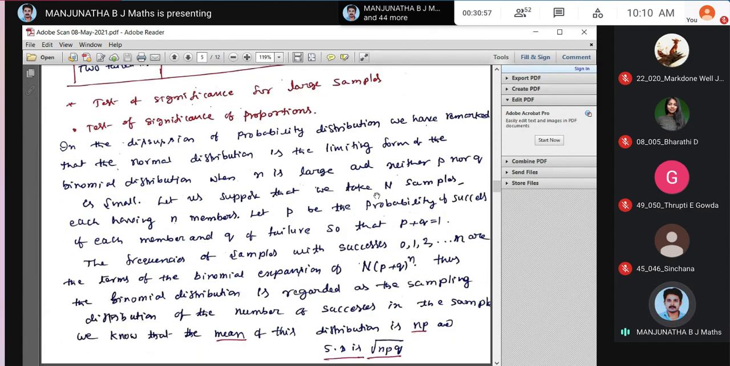So, tests of significance for large samples. See, test of significance of proportions. We consider the test of significance when one proportion is given. So how do you compute the test? Or what is your hypothesis? Right? We have to accept that or reject that. So that depends on how to do that. That is the method here.